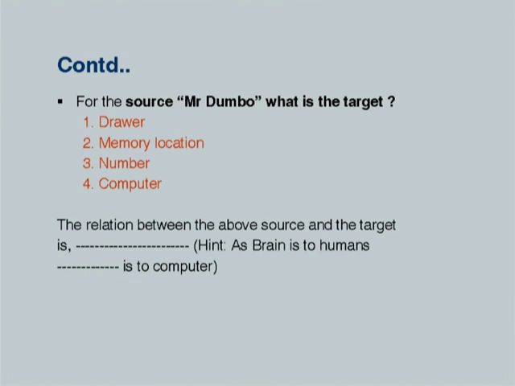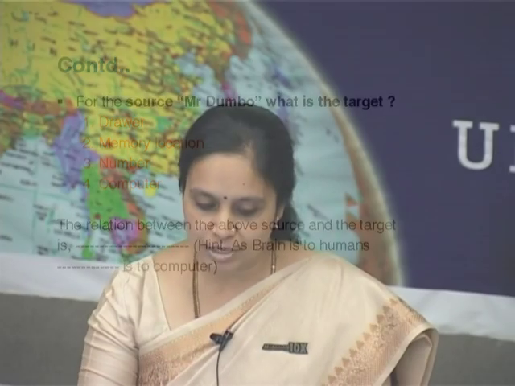Thank you. And so we get the answer for this particular analogy where Mr. Dumbo happens to be the source, the target is the computer, and the relation happens to be that both of them can process. So the processor, right?